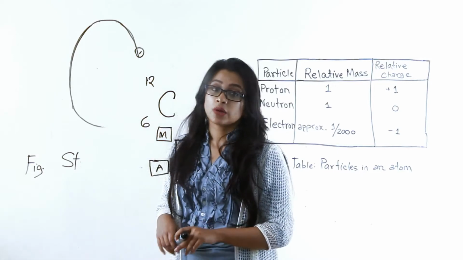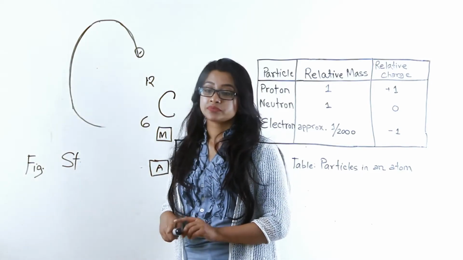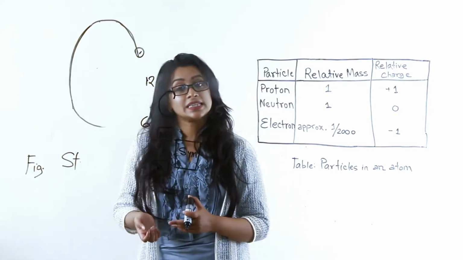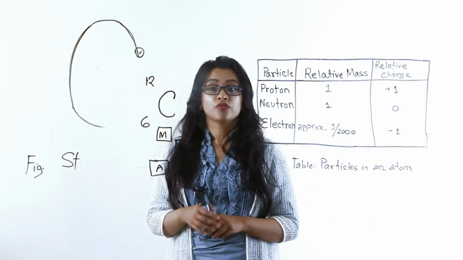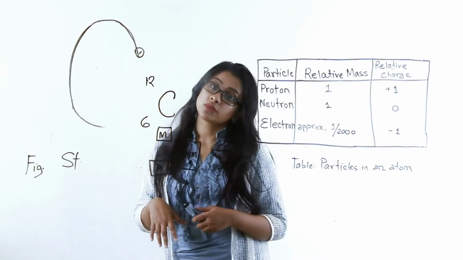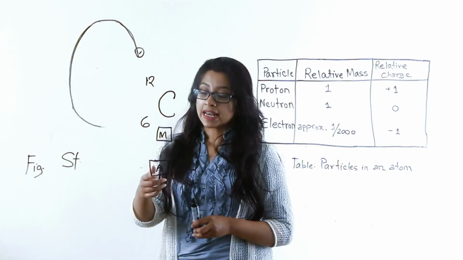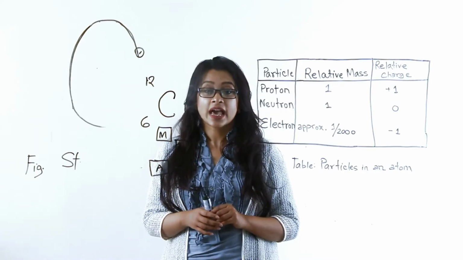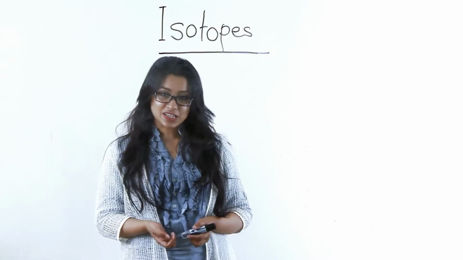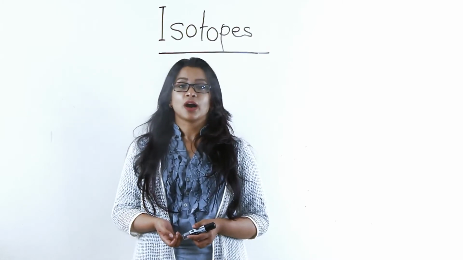The symbol represents the name of the element, either in Greek or in Latin, and M represents the mass number of that element, which is the total number of the protons and neutrons, and A is the atomic number, which is the total number of protons in one atom of that element. So guys, at this part of the lecture, we are going to discuss isotopes.